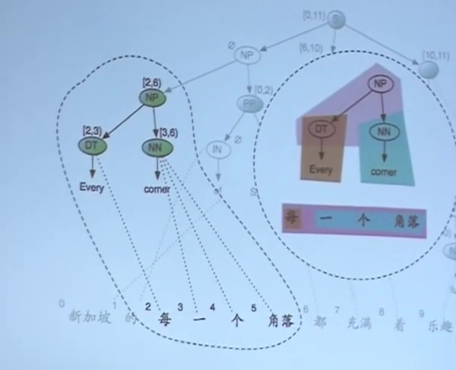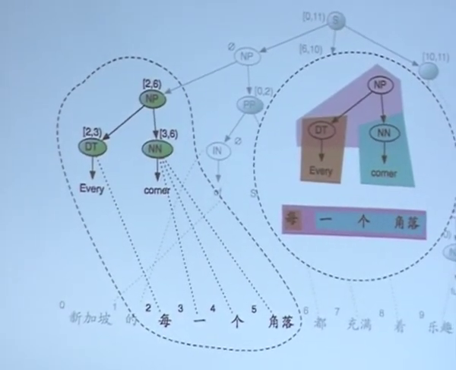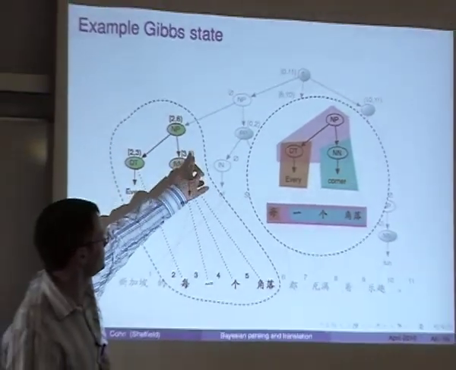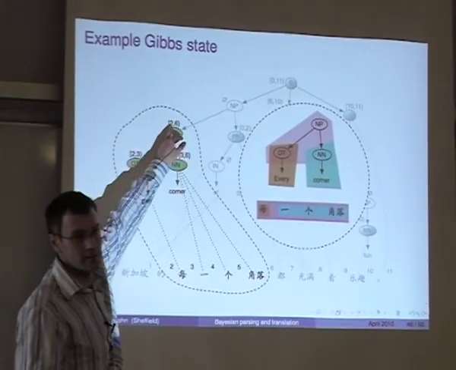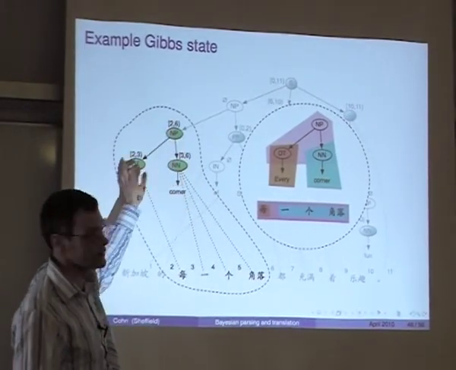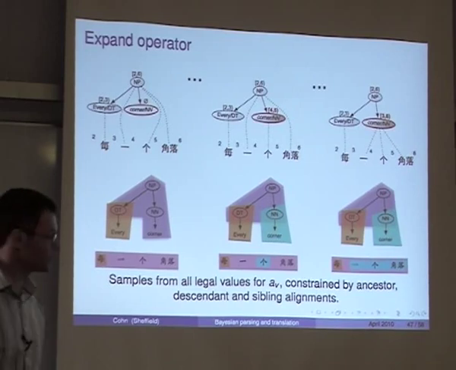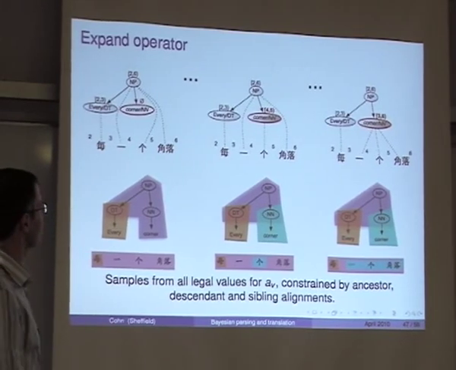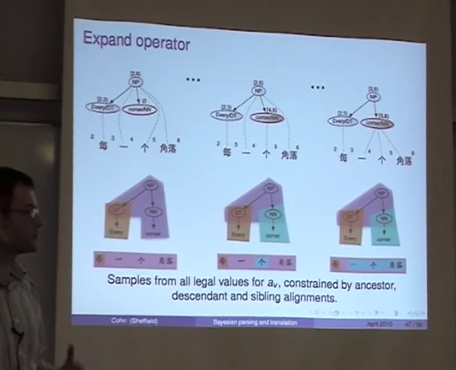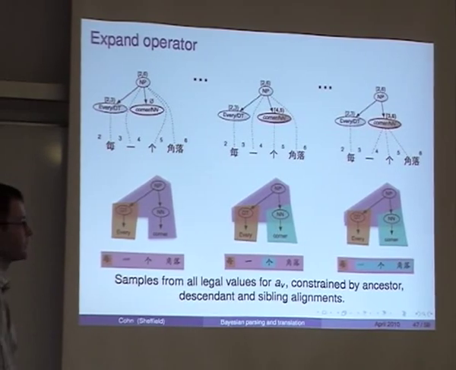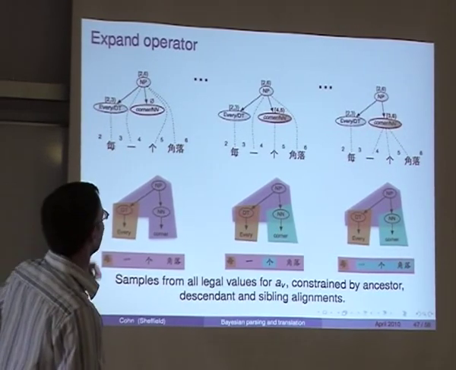Shown here in color. You can see here that the spans of the children have to be strict subsets of the span of the parents. They can't overlap with their siblings, and these are the kind of constraints that we have to make sure that we preserve. So the way we do our updates is we look at each of these variables and we try and change their values, and we sample them stochastically.